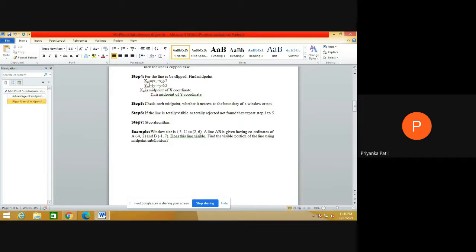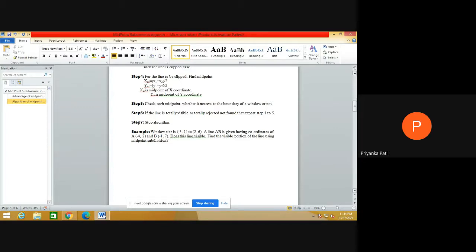So what is the value of x? It is equal to x1 plus x2 divided by 2, and y is equal to y1 plus y2 divided by 2. So we get the midpoint for the x coordinate and the midpoint for the y coordinate here. After that, check each midpoint for visibility, whether it is inside the window or outside the window.